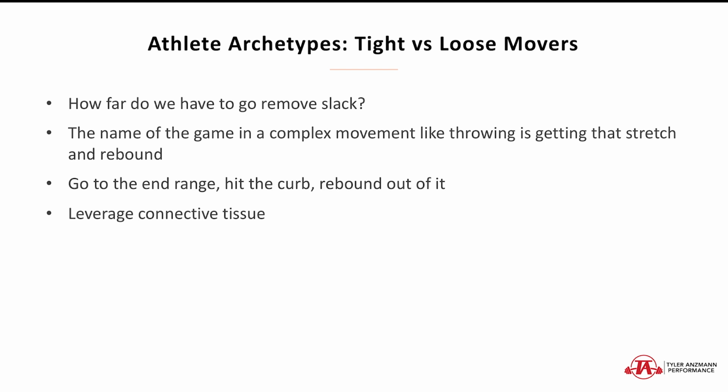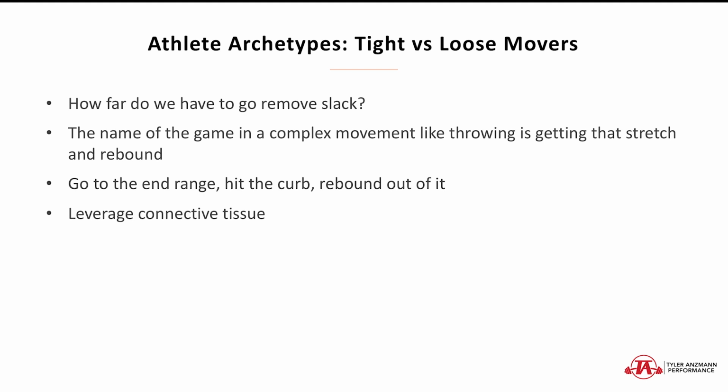Essentially, what we're looking at is how far do these guys have to go to remove slack, right? This is kind of the name of the game across the board in all of these mechanical pieces. Go to the end range, hit the curb, rebound out of it, right? We need to leverage connective tissue. So it's all about stretch and rebound. How do we get there? And different guys are going to do that in different ways, and they'll have different optimal strategies.